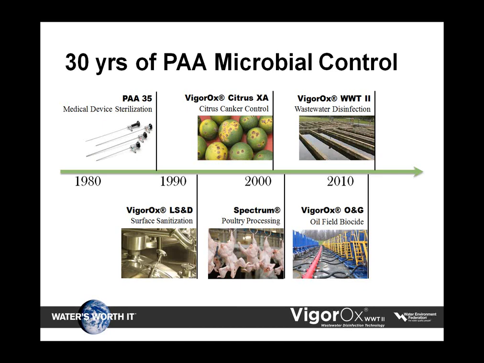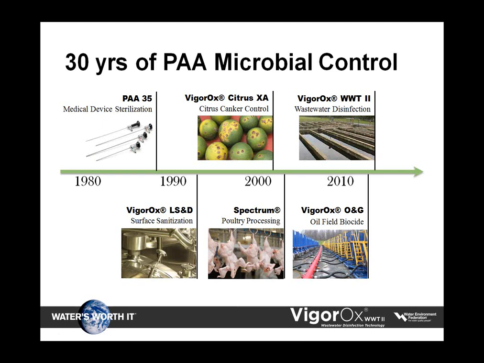0157:H7, and Campylobacter. With an increase in food product recalls due to E. coli and Salmonella contamination over the recent years, products such as Spectrum are critical to maintaining a healthy food supply. Typical CT values for direct food contact range from 100 to about 230. One of our most recent product advancements is Vigorox O&G, which was launched in 2010.